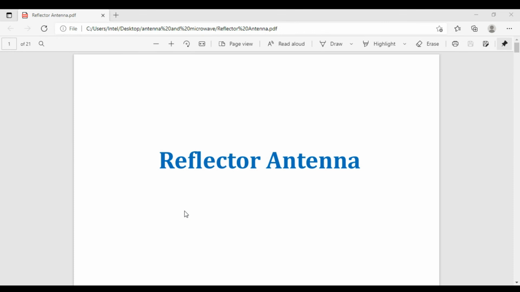Next, in order to construct a reflector antenna, the F by D ratio, the focal length to diameter ratio, should be maintained in a proper manner. If the focal length is too high, more spillover problems will occur. If the focal length is very small, that is, the F by D ratio is very low, backlobe radiation will be more. So in order to balance both, the spillover as well as backlobe radiation, the feeding method should be placed to satisfy the F by D ratio.